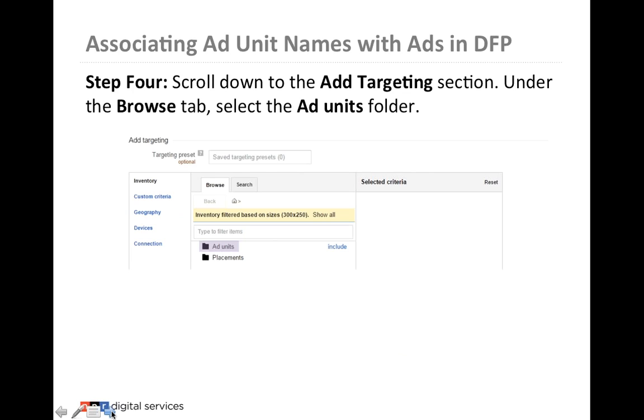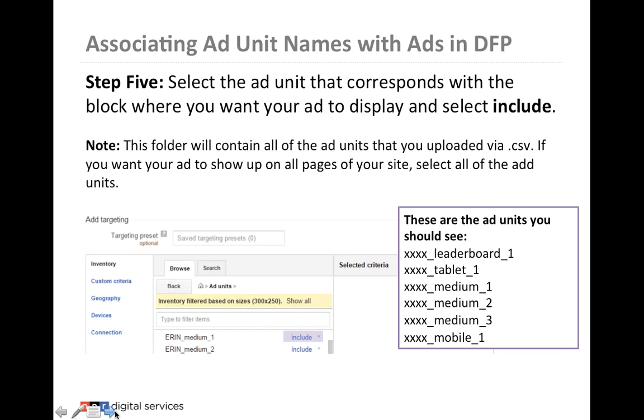On the Browse tab, you will see an area called Ad Units. You want to click on that folder, and it will open up for you. You can begin to type in the field where it says type to filter items, and you want to start to type in your ad unit prefix that you created, so your station call letters.